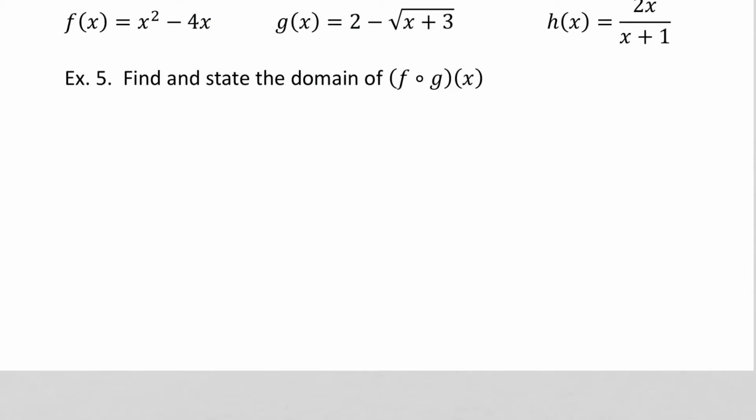So on this example, it says find and state the domain of f of g of x. So that means g goes into f this time. Here's g, here's f. So there's two places in the f function where I'm going to have input. So I'm going to have to put g in both of those places there. All right, so let's write that out.